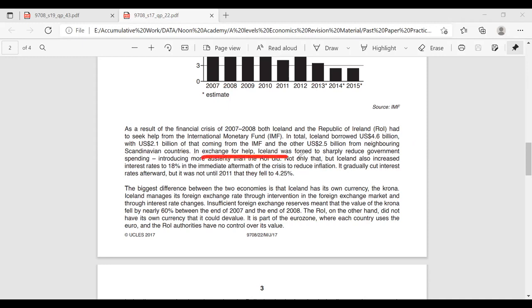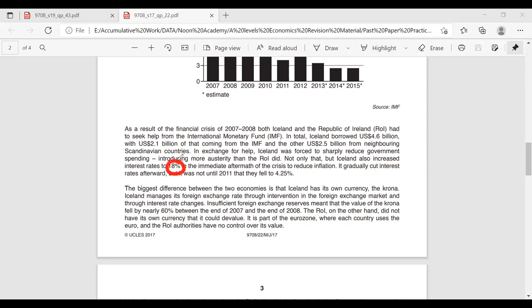In exchange for help, Iceland was forced to sharply reduce government spending and introduce more austerity than the Republic of Ireland did. Not only that, but Iceland also increased interest rates to 18% in the immediate aftermath of the crisis to reduce inflation. So they increased interest rates.